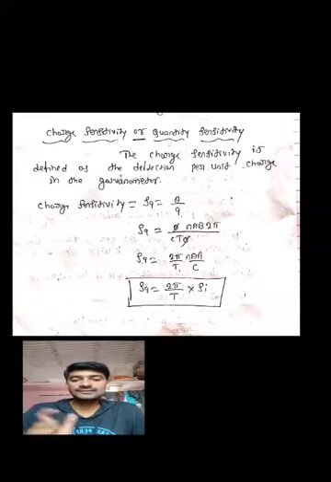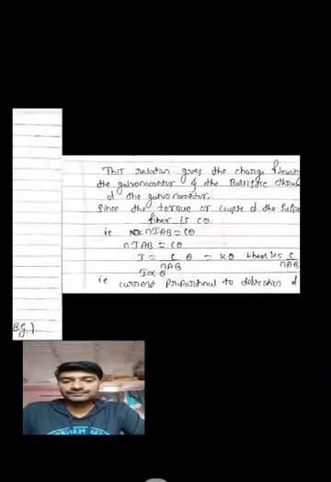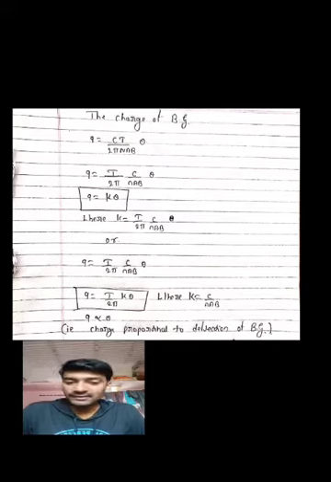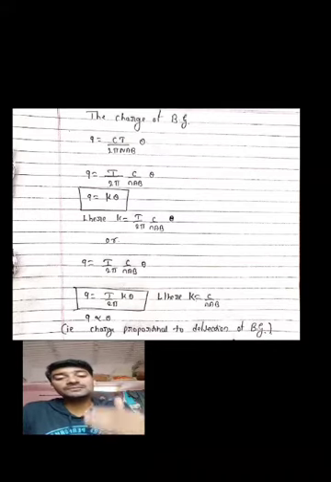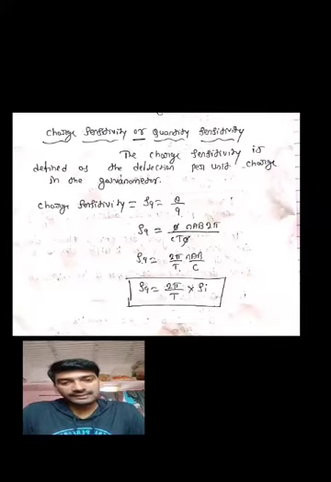The charge sensitivity is denoted by SQ, that is equal to theta by Q. Here we know the charge of the ballistic galvanometer, that is the Q value: Q equal to T by 2 pi into C upon NAB into theta. Now we have to substitute this Q value in the above equation. SQ equal to theta into NAB into 2 pi divided by C into T into theta.